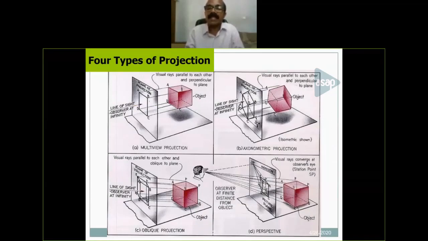Here you can see the object and the picture plane. Here an observer is looking from a station point, and the image you can see in the picture plane, but the object is placed far from this picture plane. That's the difference in considering perspective projection.